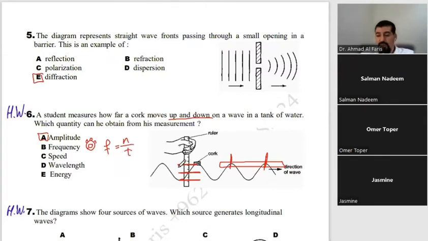For the speed, we need distance and time. The wavelength, if it was horizontal like this one, is from here to here, but the ruler is vertical. Energy cannot be measured by a ruler in this situation.